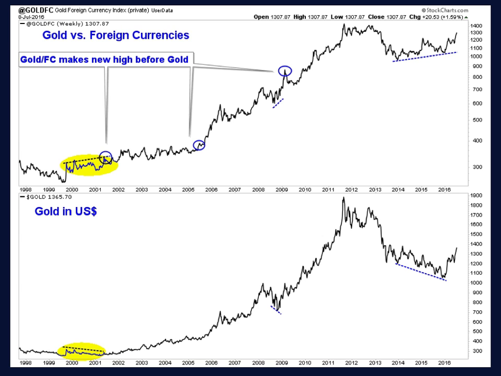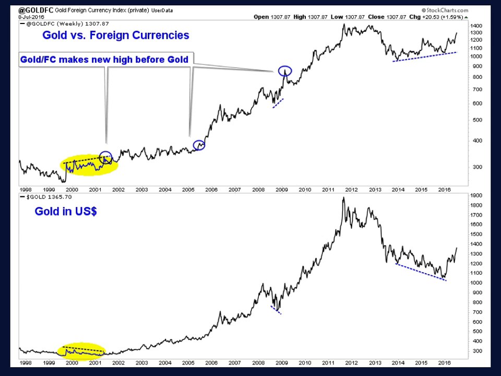And if you look at the last couple of years, it's very similar to what happened in 2000, 2001, where gold in US dollars was still trending down, but gold against foreign currencies was trending higher. So there was a big similarity to then. There was a major divergence then, and a major divergence recently. As I said, gold in US dollars is making lower lows. Gold in foreign currencies is making higher highs.